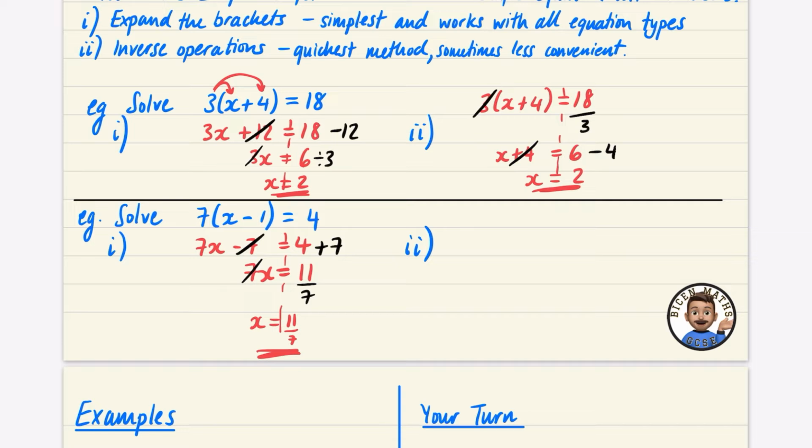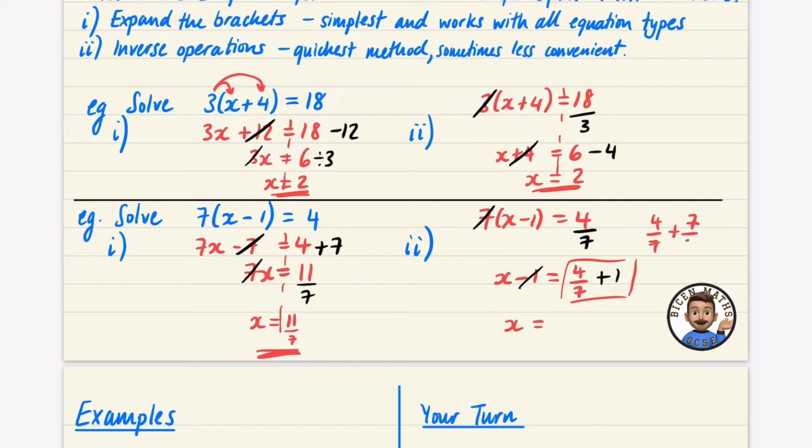Now this other method I don't think is quite as neat here because 4 does not divide by 7, but I'll still show you how it works. So if I had 7 brackets x minus 1 equals 4, if I want to get rid of that 7, I would divide by 7, okay? It's not going to be a nice fraction. I've got x minus 1 equals 4 sevenths. I then want to get rid of the minus 1 by doing plus 1. So you end up having to do some fraction addition, which people don't usually like. So I need to do 4 sevenths plus 1. Well, that's 4 sevenths, and 1 is 7 sevenths, so that's 11 sevenths.